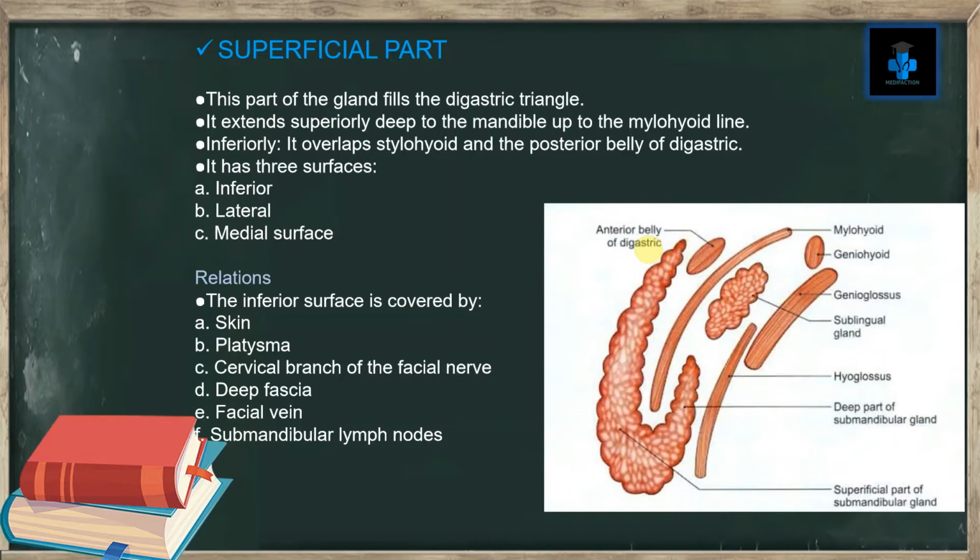It has three surfaces: an inferior surface, a lateral surface, and a medial surface. Relations. The inferior surface is covered by skin, platysma, cervical branch of facial nerve, deep fascia, facial vein, and also submandibular lymph nodes.